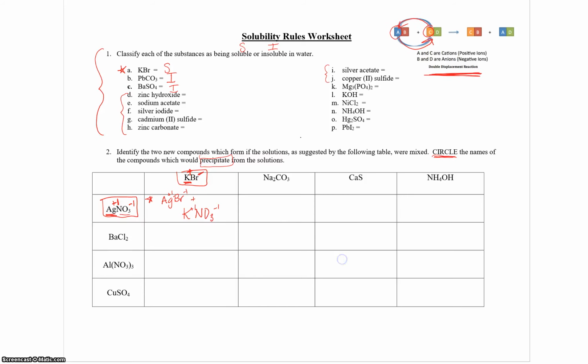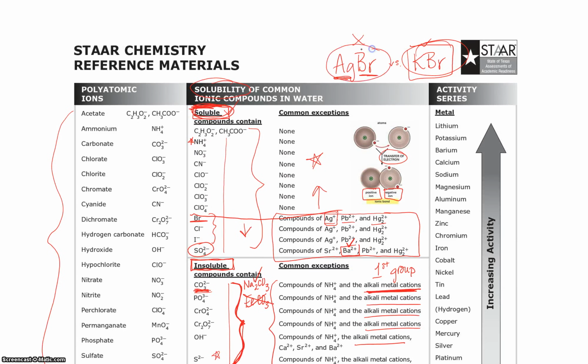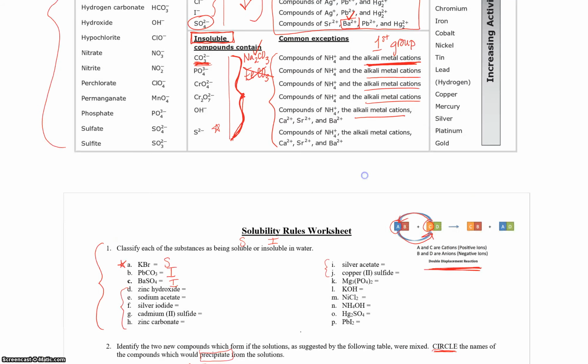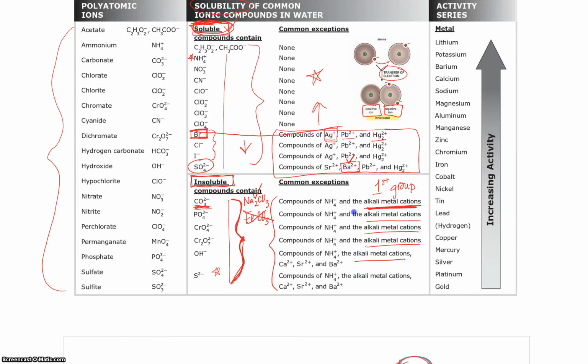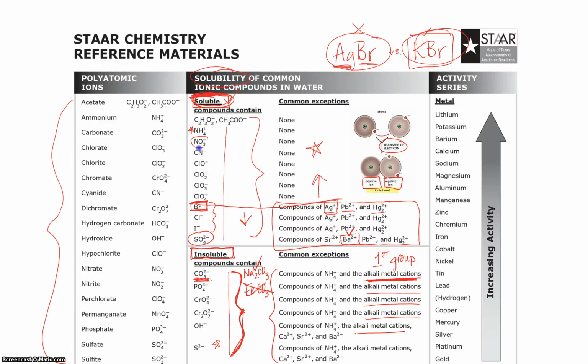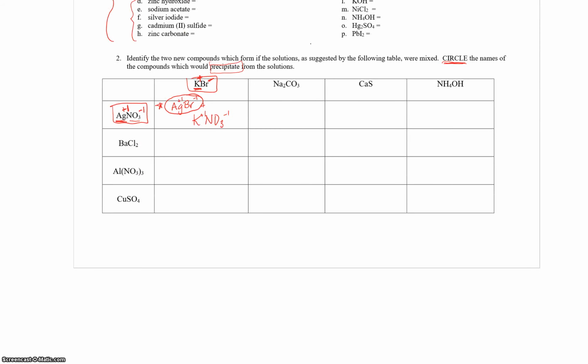Let's look at silver bromide. Oh, look, here's silver bromide. Remember, bromine is normally soluble, but since it's with silver, that's insoluble. So we're going to circle that one. Now we can check potassium nitrate. Up here we have nitrate, which says that it is soluble, and there's no exception. So anything that bonds with nitrate is good. So that one you just don't circle.